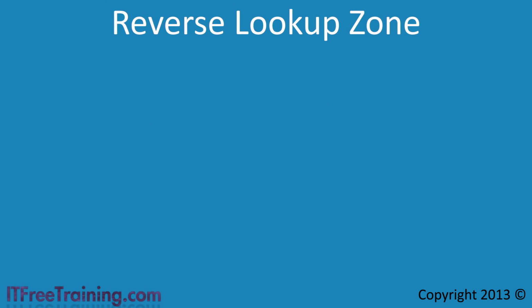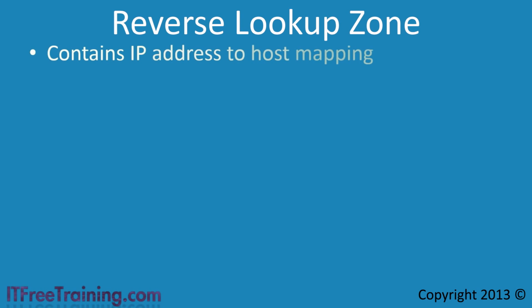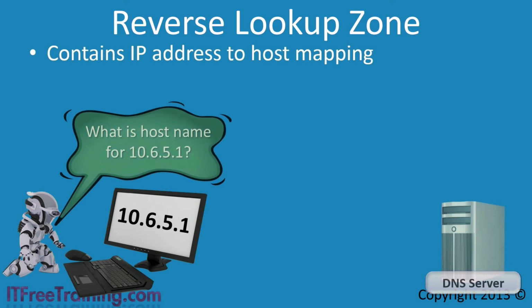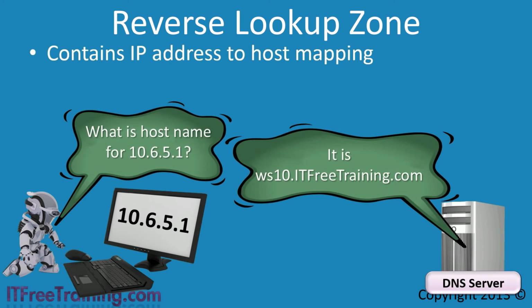The last zone that I will look at is the reverse lookup zone. This zone file contains a mapping from the IP address to the host. For example, if you had an IP address, you could send a query to a DNS server asking what the host name is that belongs to that IP address. If the DNS server has a reverse lookup zone configured, and that reverse lookup zone contains a record for that IP address, the DNS server will respond back with the host name associated with that IP address.